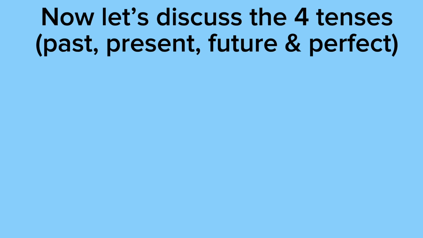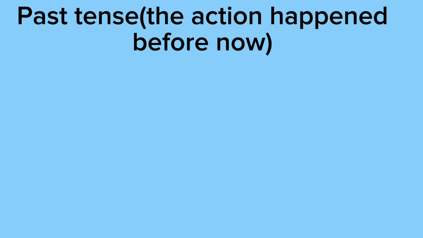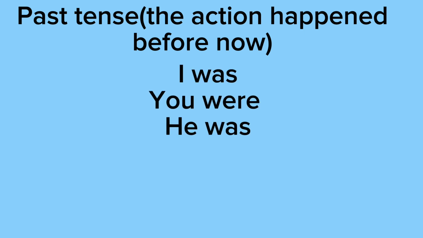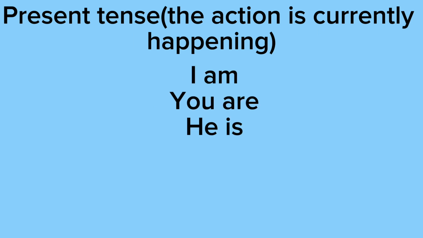Now let's discuss the 4 tenses: past, present, future, and perfect. You will also need to know these tenses for when you conjugate your to be verbs to form your passive voice sentences, and I mentioned that earlier. So past tense means the action happened before now. I was, you were, he was. Present tense means the action is currently happening. I am, you are, he is.